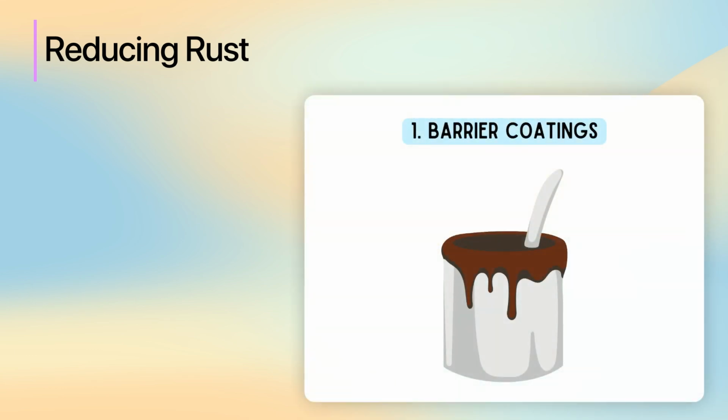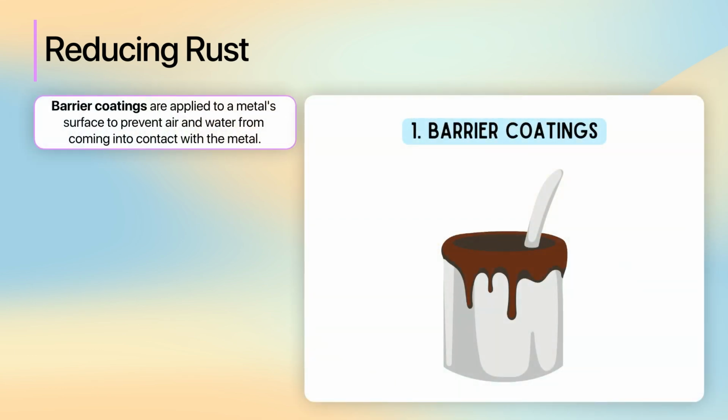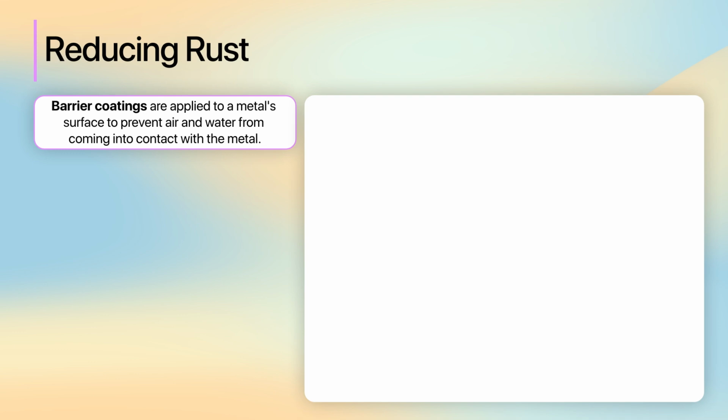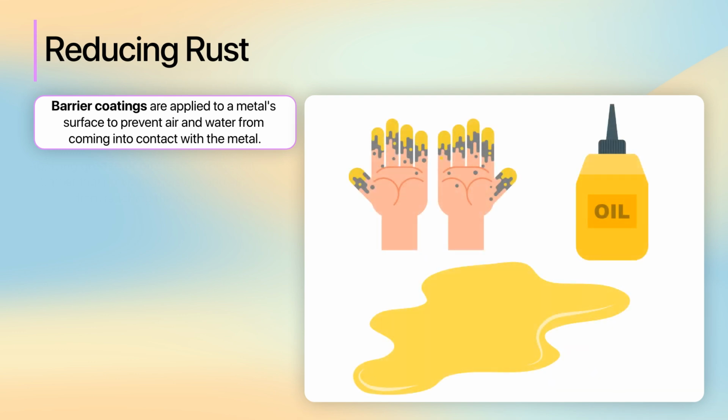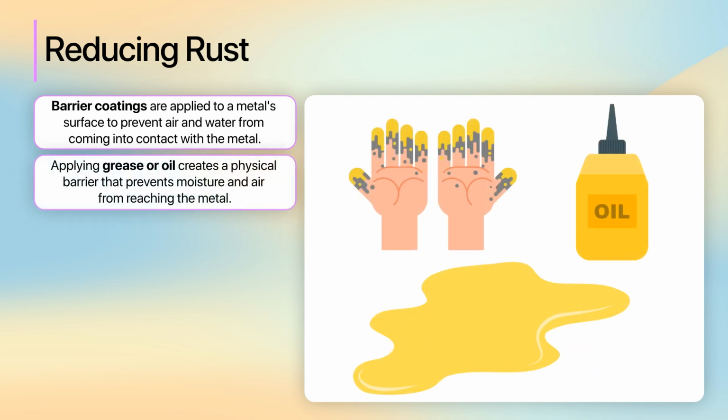Now that we understand why preventing corrosion is important, let's look at some methods used to protect materials from corrosion. First, we'll look at barrier coatings. Barrier coatings are applied to a metal surface to prevent air and water from coming into contact with the metal, which could cause corrosion. There are several types of barrier coatings. Next, let's discuss greasing. Applying grease or oil is one of the simplest ways to protect metal surfaces. It creates a physical barrier that prevents moisture and air from reaching the metal.